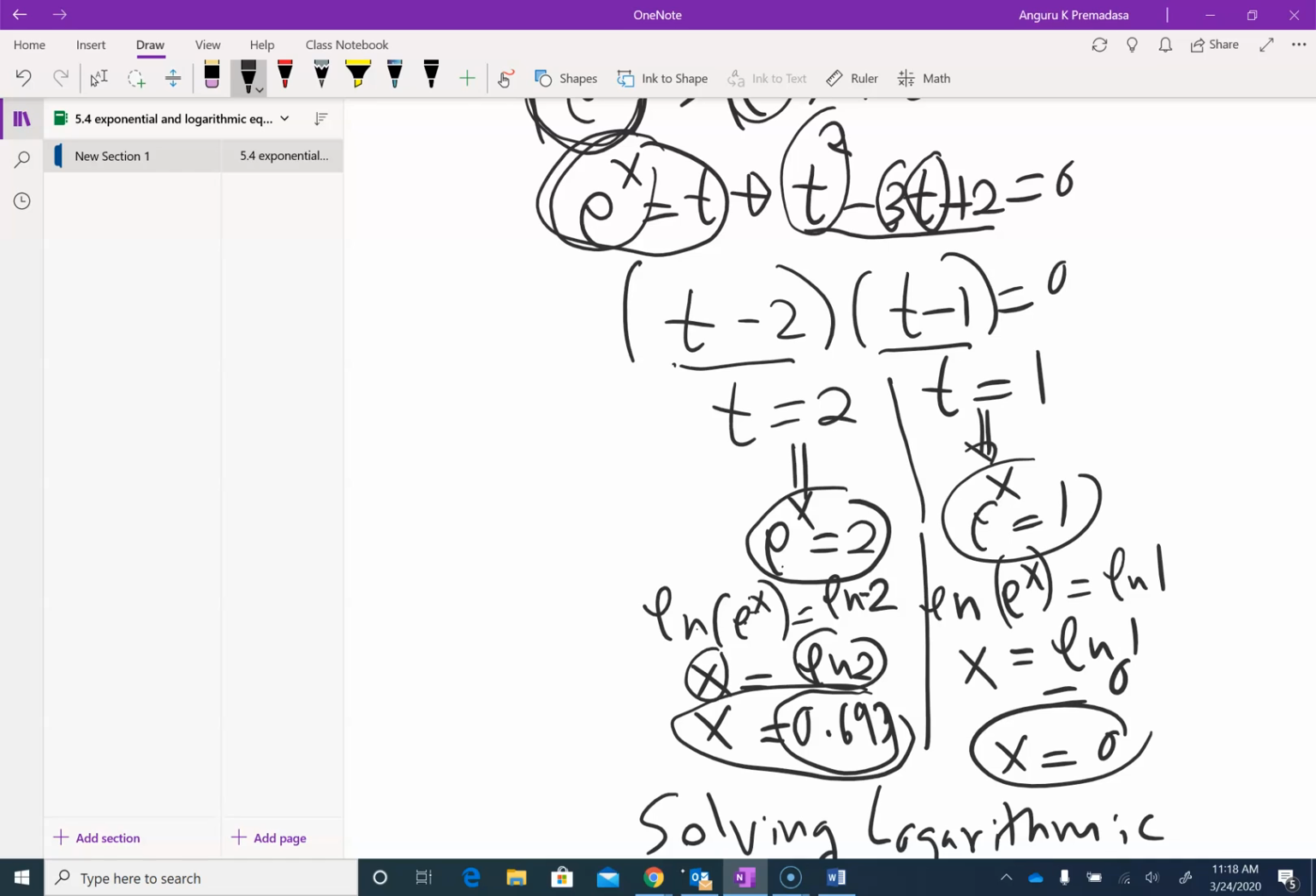And then we look at the other option, which is t equals 1, and we have e to the x equals 1. You take natural log on both sides. Natural log of e to the x equals natural log of 1, and the natural log and e will cancel off. You get x equals natural log of 1, and you get x equals 0.